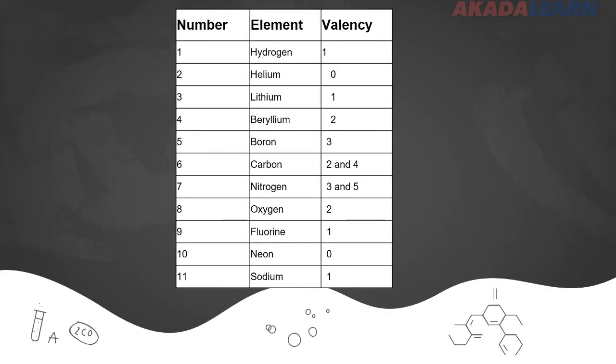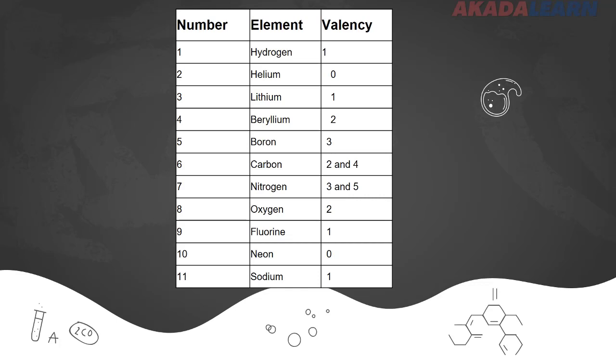So, we can take a look at this slide and see for ourselves. Here we have the atomic numbers of the elements to your extreme left. In the middle, we have the names of the elements, and to your extreme right, we have the valencies of each of the elements. So we start with hydrogen. You can see it has a valency of 1, meaning it has only 1 electron in its outermost shell that it can share or it can use to bond.